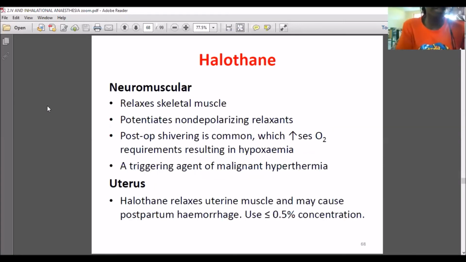So in neuromuscular, it relaxes skeletal muscles and potentiates non-depolarizing relaxants. Post-op shivering is common, which increases oxygen requirements, resulting in hypoxemia. It is a triggering agent of malignant hyperthermia. You can tell someone has high fevers when they are given halothane.